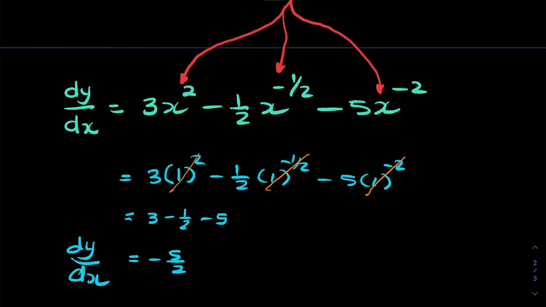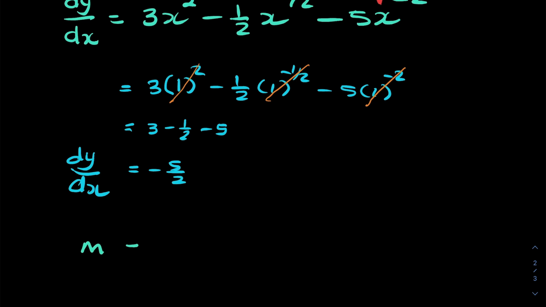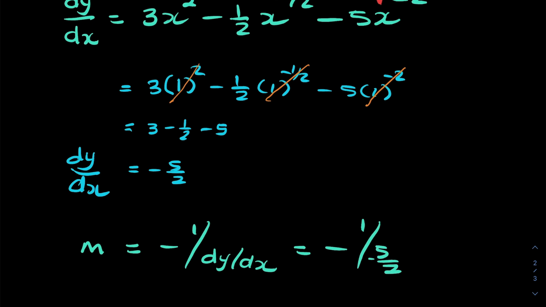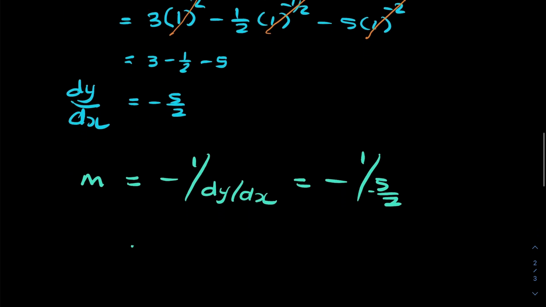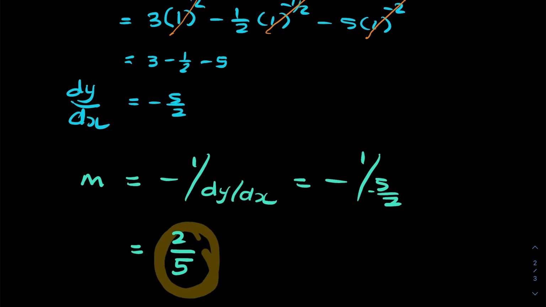And we agreed that m, the gradient for the normal, is minus 1 over dy by dx. So that means you need to invert it and change the sign. So it's like minus 1 over minus 5 over 2. Now you can put that in your calculator, but essentially it means you change the sign and you invert it. So instead of 5 over 2, it becomes 2 over 5. And instead of a negative, it becomes a positive. So this is the value for my gradient.